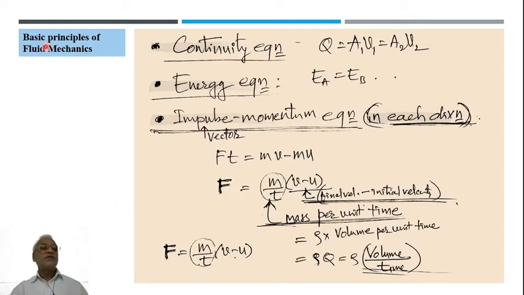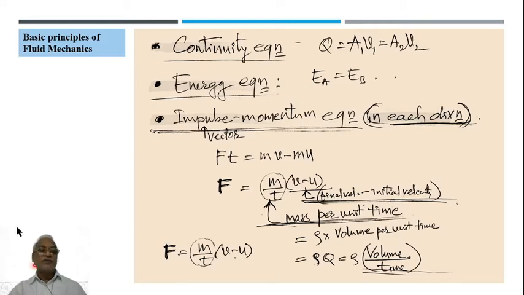Okay, basic principles of fluid mechanics. There are three of them. Two of them we have already studied, and this time we are going to study the impulse momentum principle. Anyway, what is the first principle? It is the continuity equation. Continuity equation for practical application: the format is the discharge Q equal to A1 V1 equal to A2 V2.